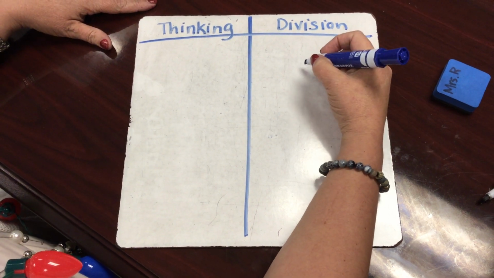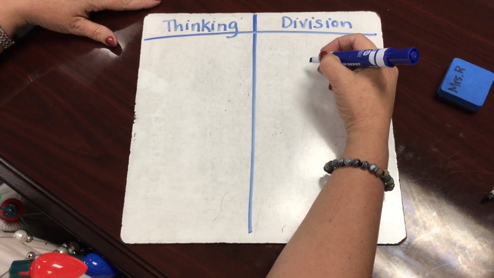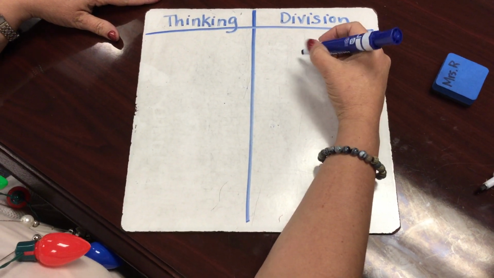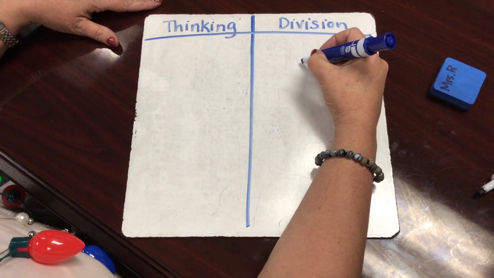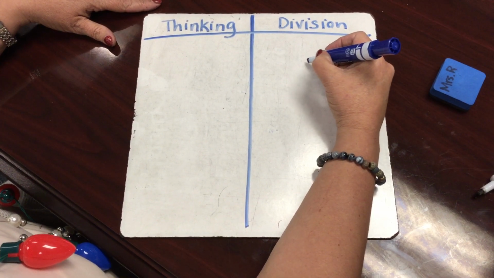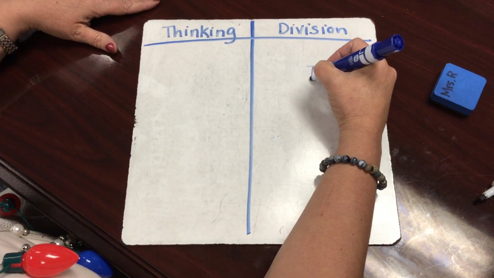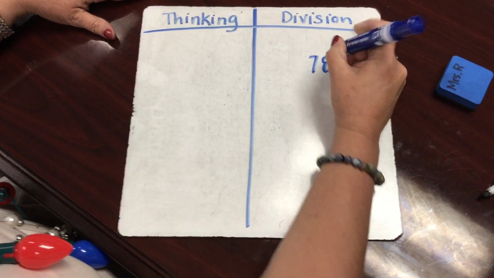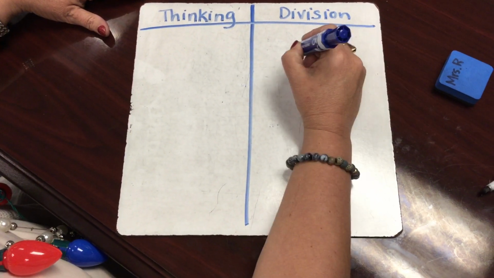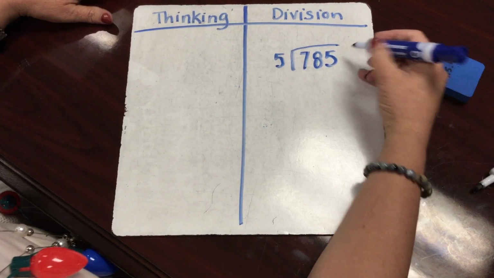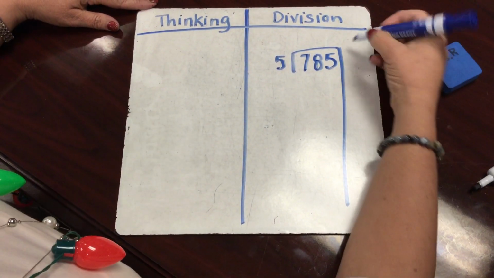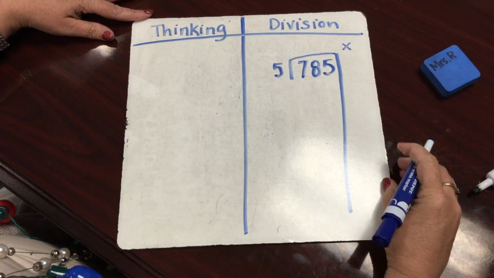Today we are going to be dividing by one-digit divisors using a method called partial quotients. We will take our number, however many we're dividing by. Let's just say we're dividing 785 divided by 5. The difference between the traditional way is that we give ourselves a long line over here so that we can use multiplication to help us divide.